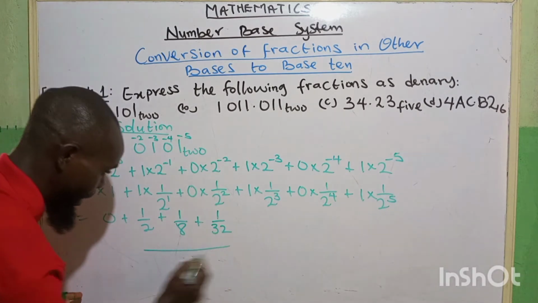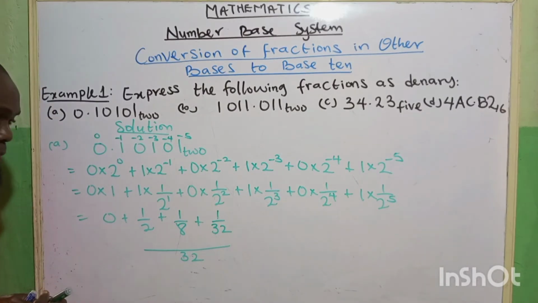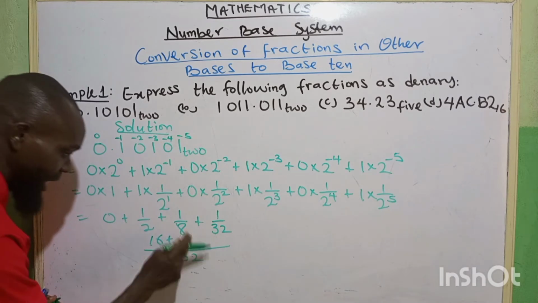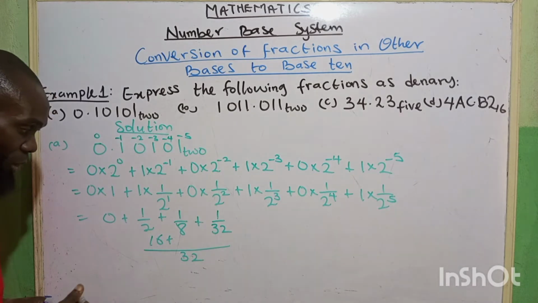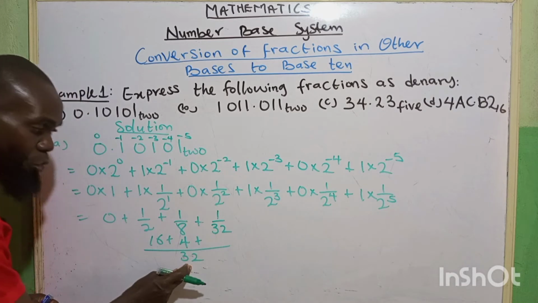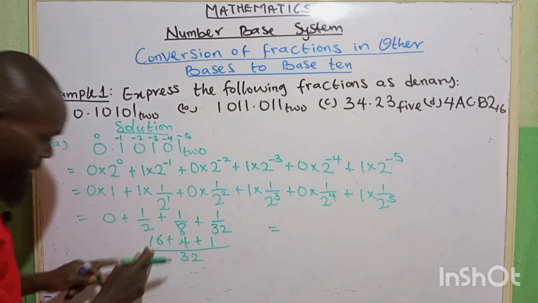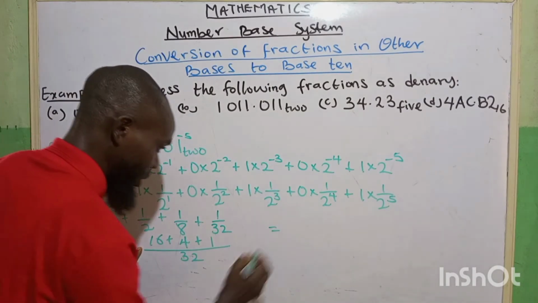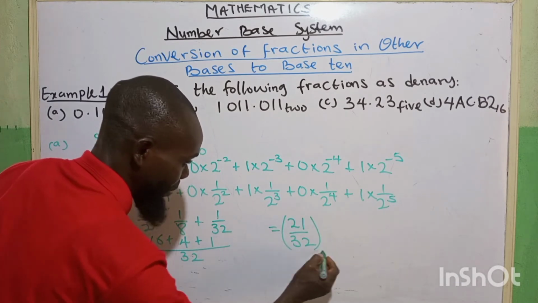Let's find the LCM here, 32. So we say 2 goes in 32, we're going to have 16. 16 multiplied by 1, 16, plus 8 goes in 32, we are going to have 4. 4 multiplied by 1, we have 4, plus 32 goes in 32, 1. 1 times 1, we have 1. So from here, our final answer we have 16 plus 4, that is 20, plus 1, that is 21. 21 divided by 32 in base what? In base 10.